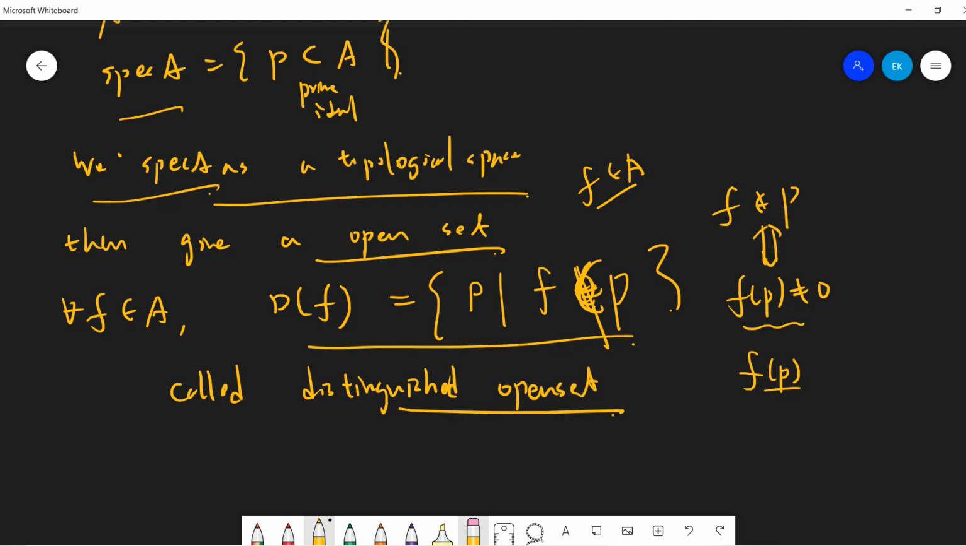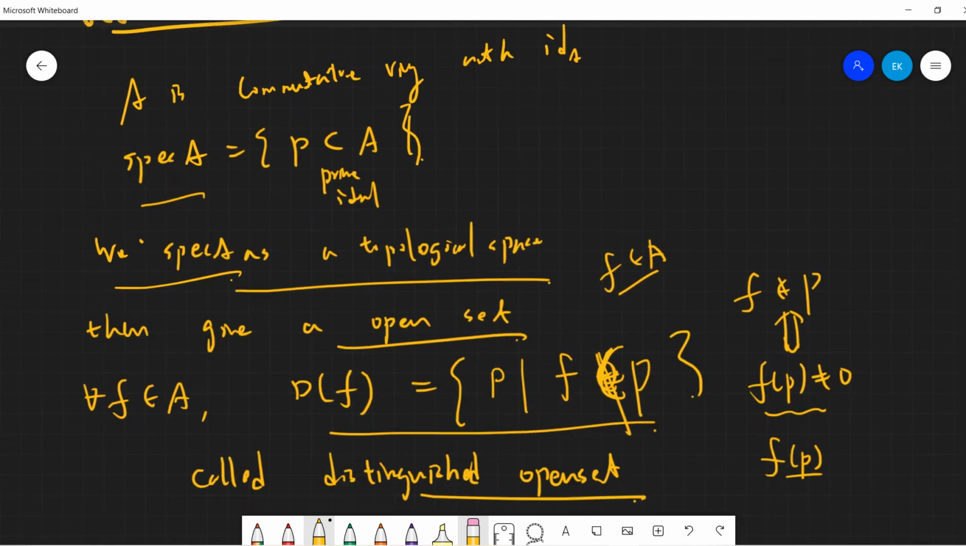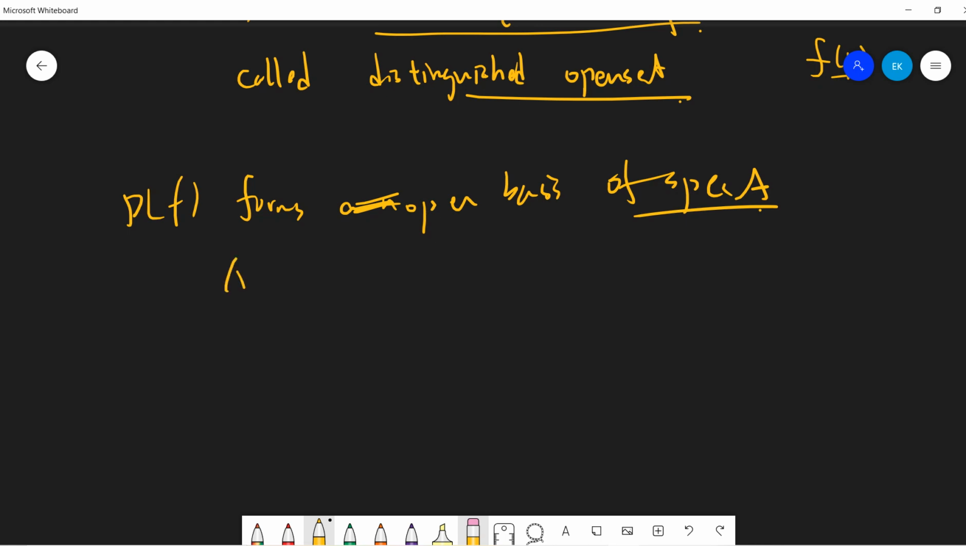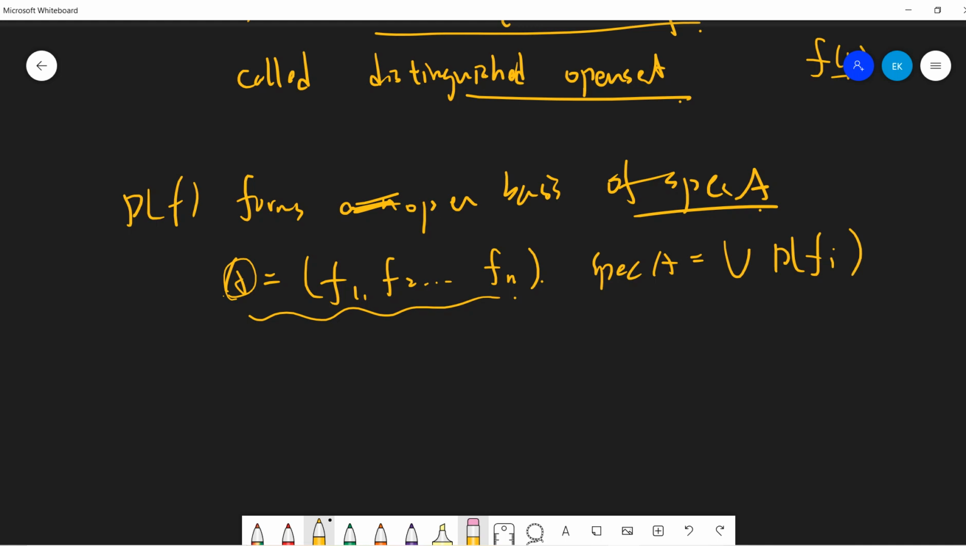Basically, the idea is that the D(f) form an open basis of Spec A, and this is easy to prove because A is quasi-compact. So if one can write A as this, then one can easily prove that Spec A is basically the union of the D(f_i).